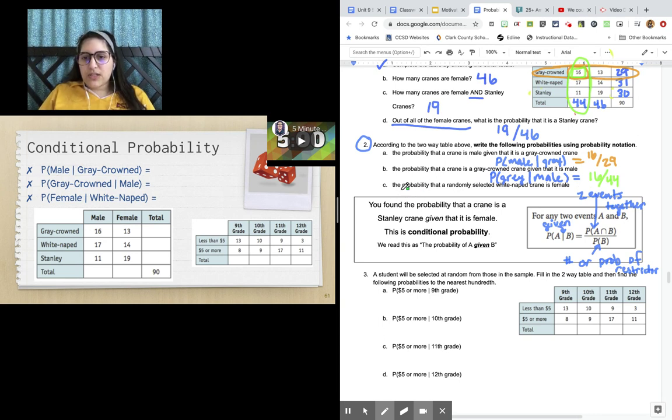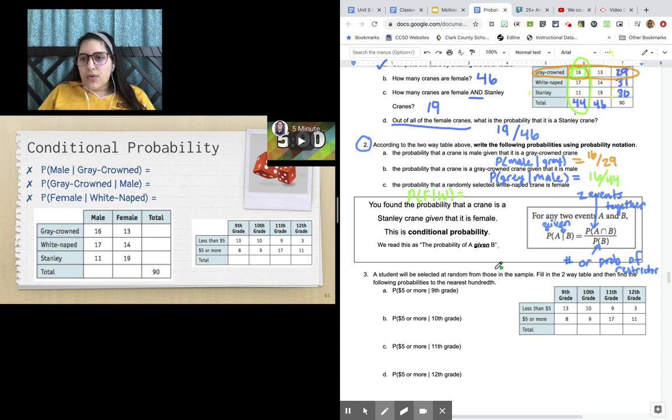Okay, I'm kind of running out of room on my page here, but let's look at this last one. The last one is the probability that a randomly selected white-naped crane is female. This one is a little bit harder to figure out what the restriction is. But I'm finding the probability that a white-naped crane is female. So the condition or the restriction is the white-naped crane. So I'm finding the probability that I get a female given that I already know the crane is white-naped.